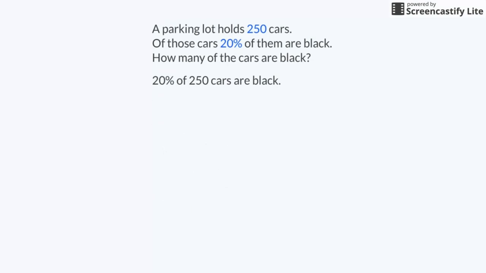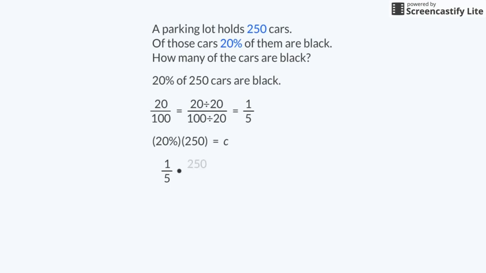Now I am going to check my solution using the other method. I am going to try changing the percent to a fraction. 20% can be written as the fraction 20 over 100. If you divide the numerator and denominator both by 20, the fraction reduces to 1/5. Now in my equation, I will substitute 1/5 for 20%. So I have 1/5 times 250 over 1 equals C.